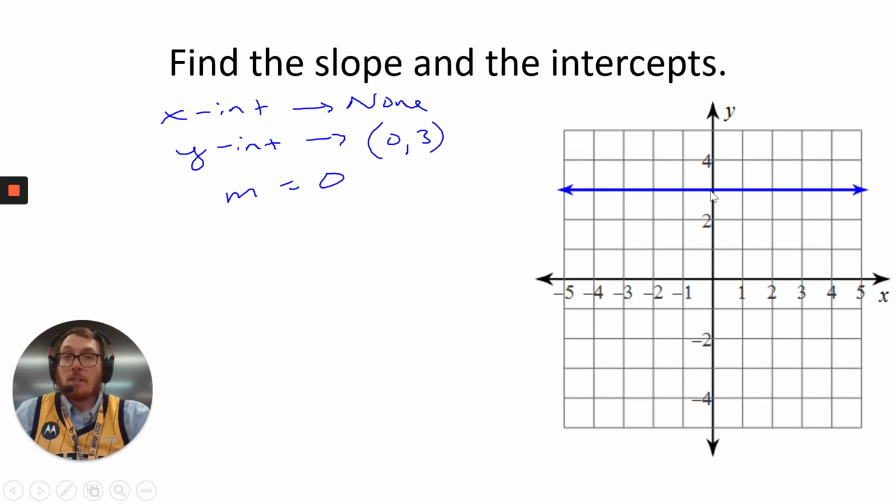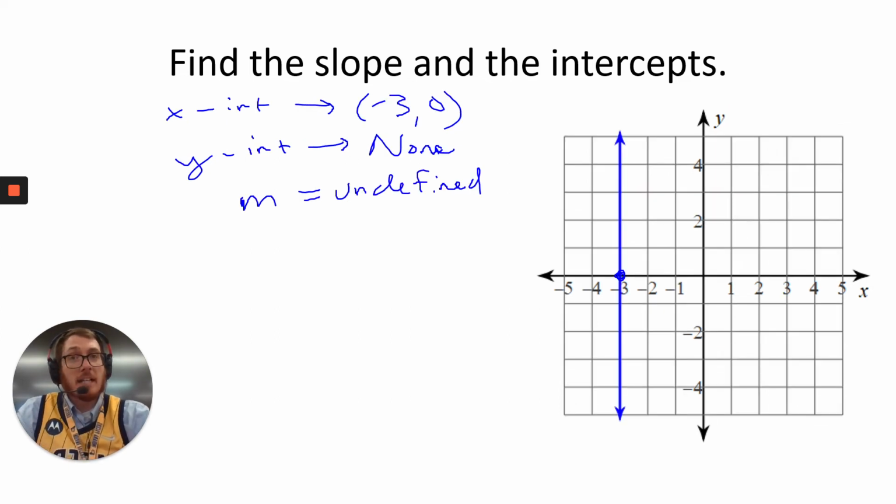And then the slope is 0 because I'm not rising at all, so it's a rise of 0, and I don't care what the denominator is for the run. It could be 0 over 10, it could be 0 over negative 3. It doesn't matter because 0 divided by a number like that will still be 0. So remember, horizontal lines have a slope of 0 because there's no rise in the graph, and you can run as far as you want to the left or right.